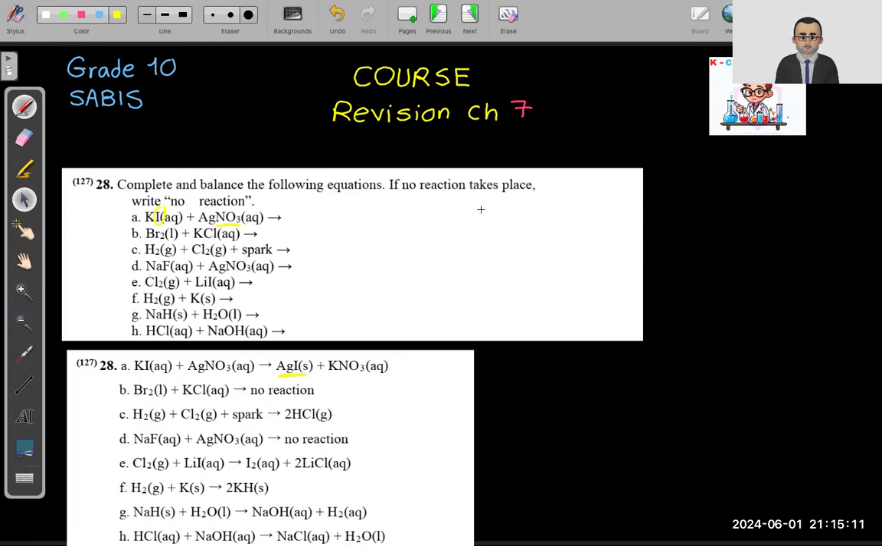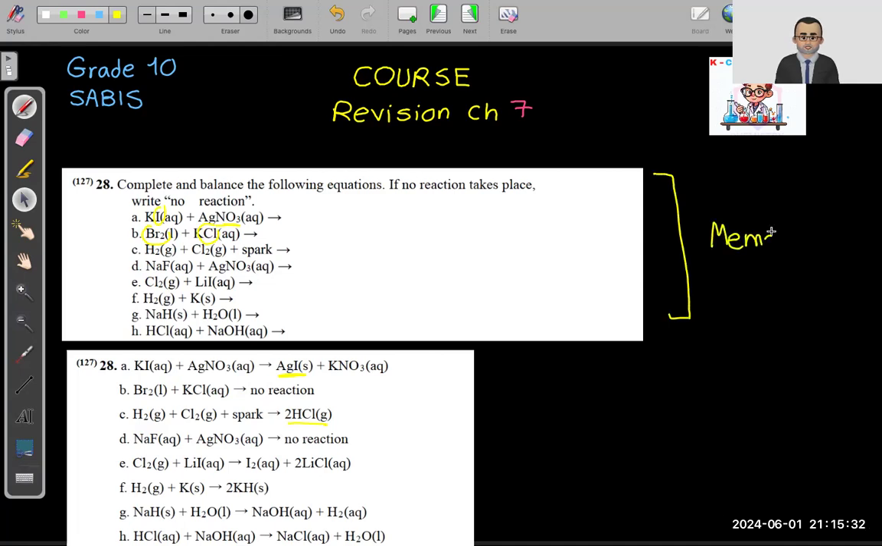Then bromine plus KCl. Does bromine react with KCl? No. Why? Because bromine is less reactive than Cl. Now H2 plus Cl2, memorize, it forms HCl. NaF plus AgNO3, no reaction. Cl2 plus Li. Mister, what do I do here?